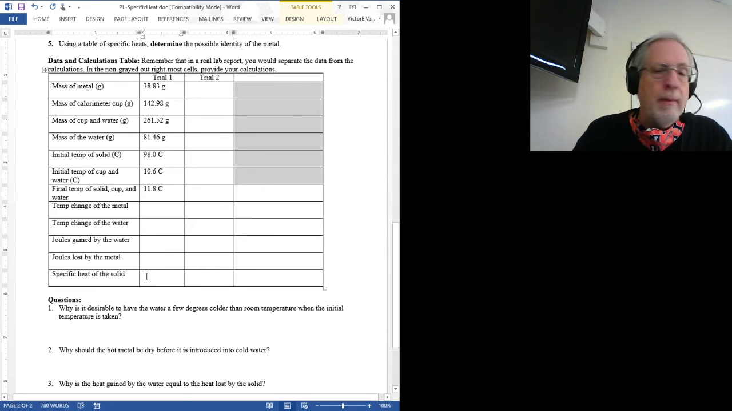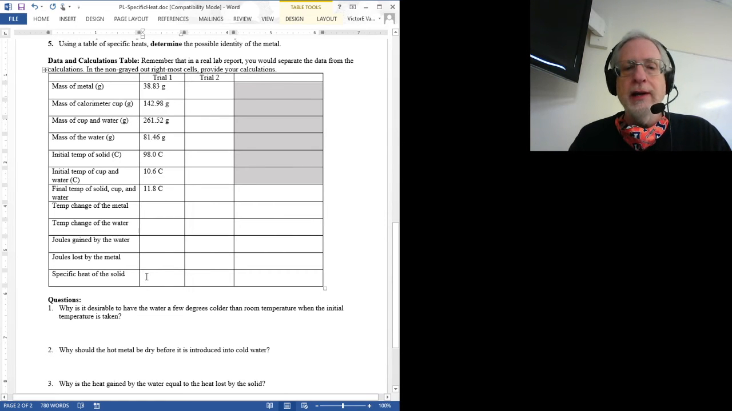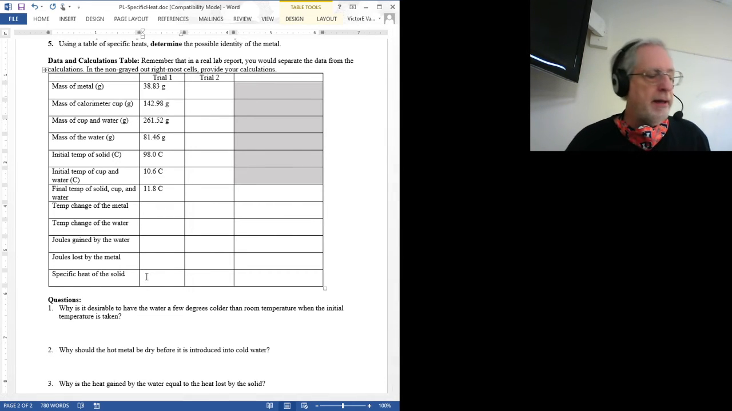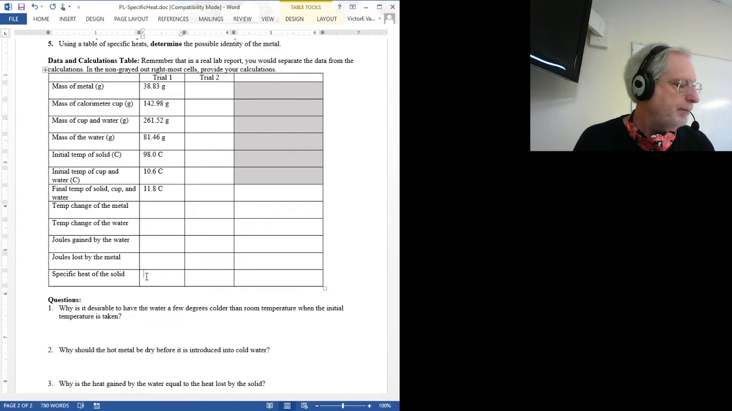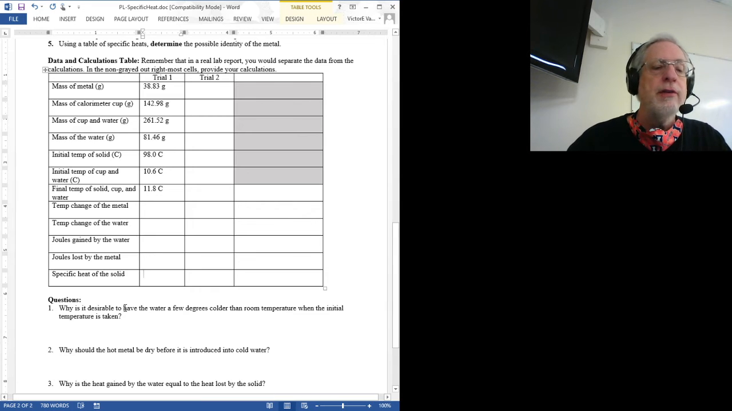So don't try to fix the number so that you get exactly 0.13. You don't want to get the exact number. That just tells me that you went backwards or cheated or something. You want to put the value that you get. You're not going to get it wrong as long as you use these numbers and get a value that you should get. So now you have to answer questions.